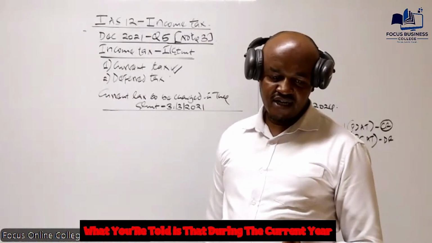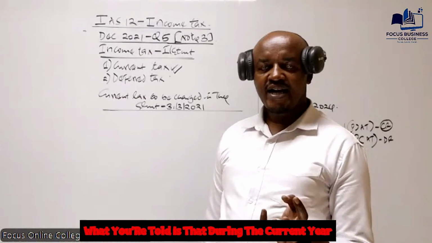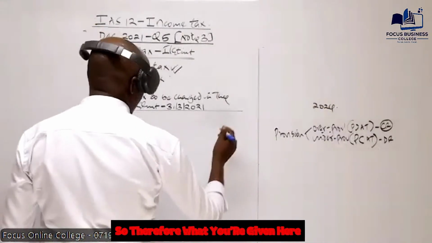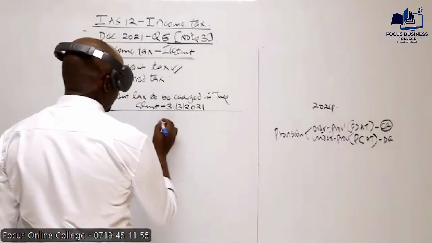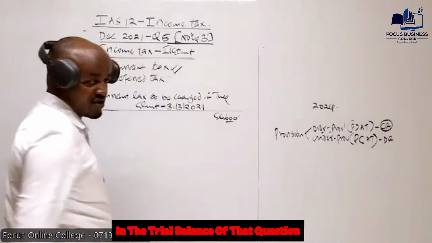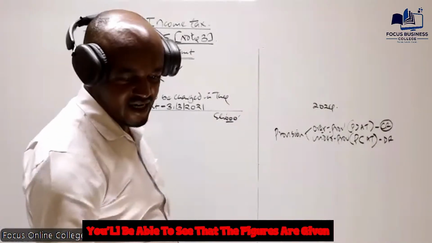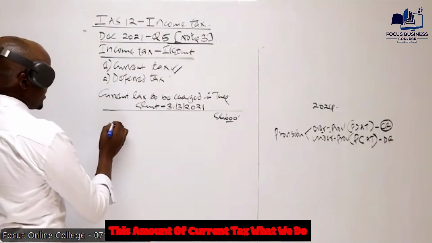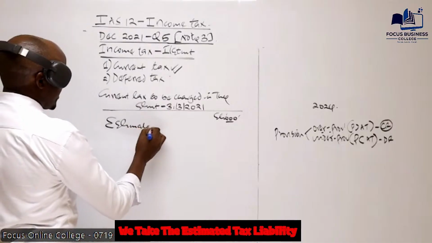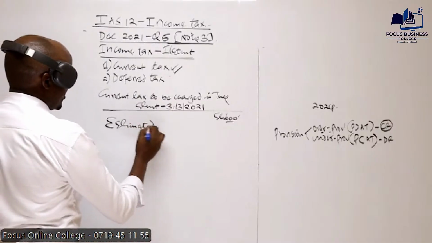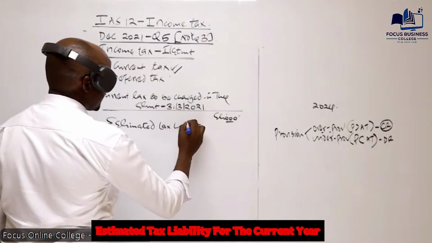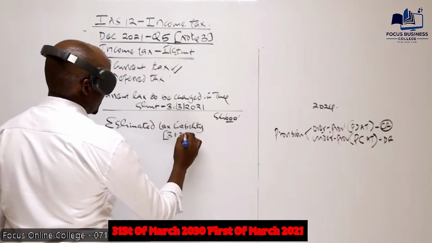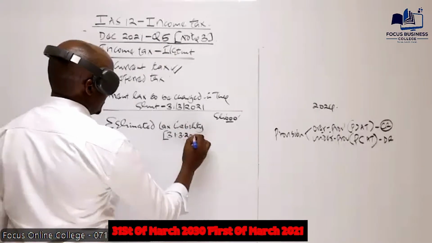So basically what you're told is that during the current year, the company estimated the income tax to be 113.8 million. If you go back to the trial balance of that question, you'll see that the figures are given in thousands of shillings. So for us to compute this amount of current tax, we take the estimated tax liability for the current year, that is the year which ended 31st of March 2021. So this is the estimated tax liability.